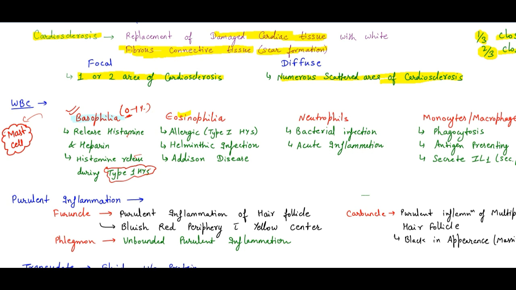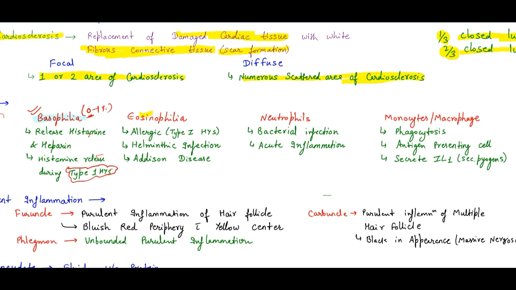Okay, then we have eosinophilia. What do we mean by eosinophilia? Eosinophilia means there is an allergy. So remember, if you have type 1 hypersensitivity, then there is an allergic reaction, or eosinophilia will be seen in the allergic reaction. So remember allergic or type 1 hypersensitivity, or it can be helminthic or parasitic. Who will increase in helminthic or parasitic infection? That is eosinophils. So eosinophils will increase in case of helminthic or parasitic infection.